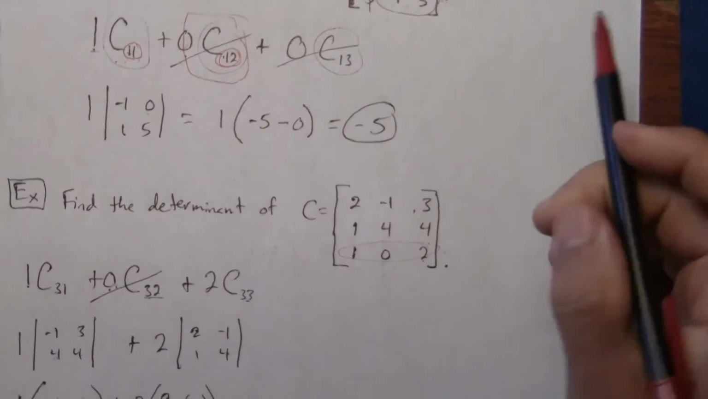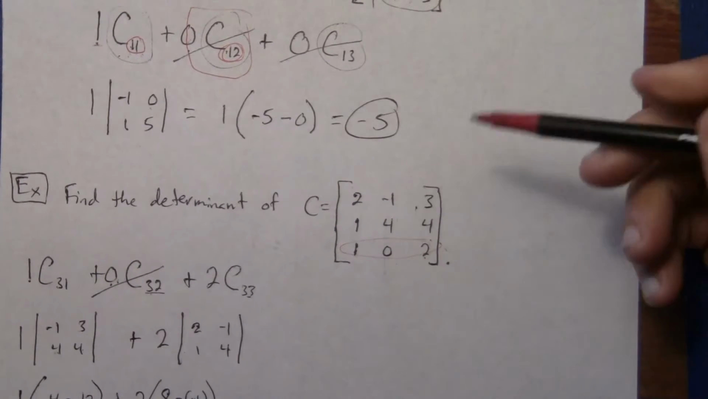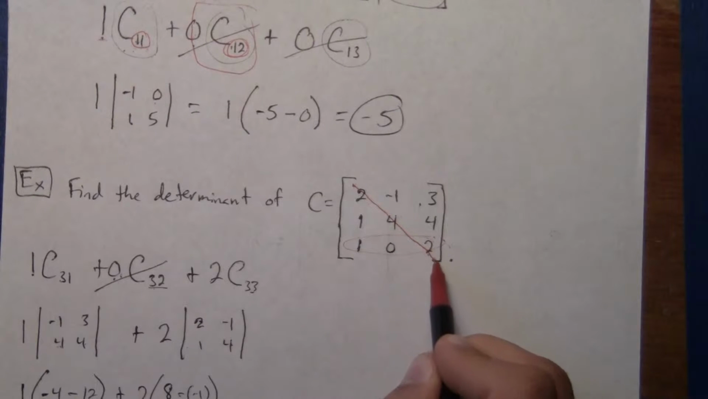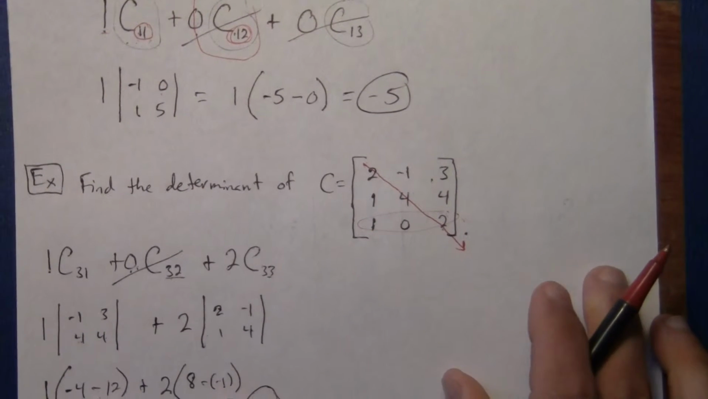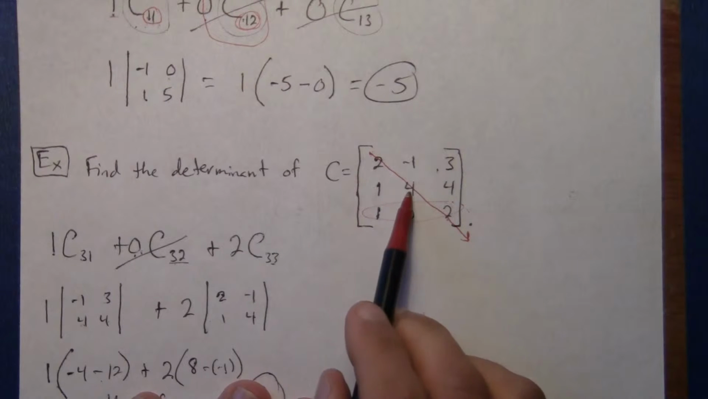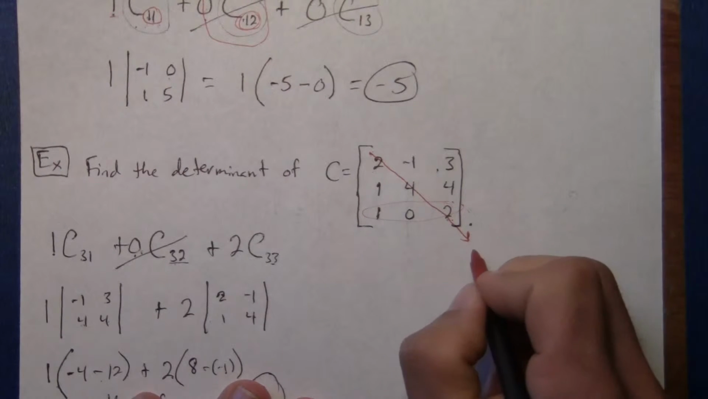I'm going to go diagonally from the top left to bottom right, and I need to multiply 3 numbers together, so I'm going to go diagonally this way. You're going to want to draw your arrow lightly just so you can actually see these numbers. And I'm going to multiply these 3 together. So it's 2 times 4 times 2, which gives me 16.